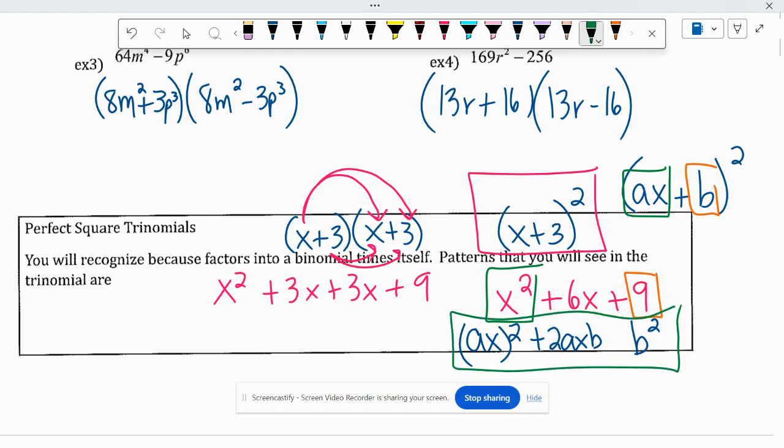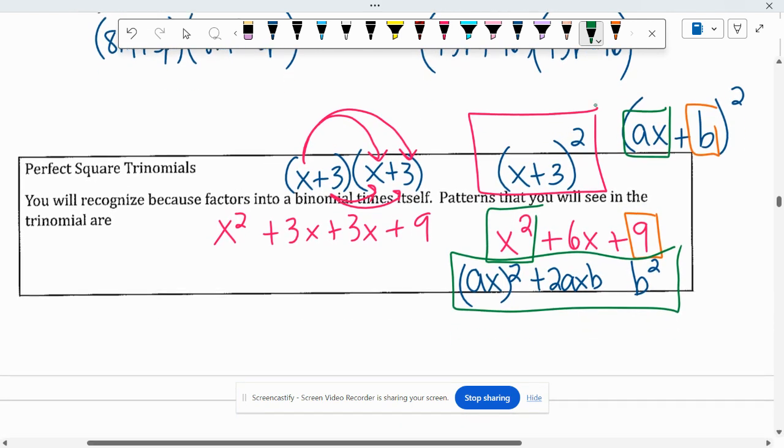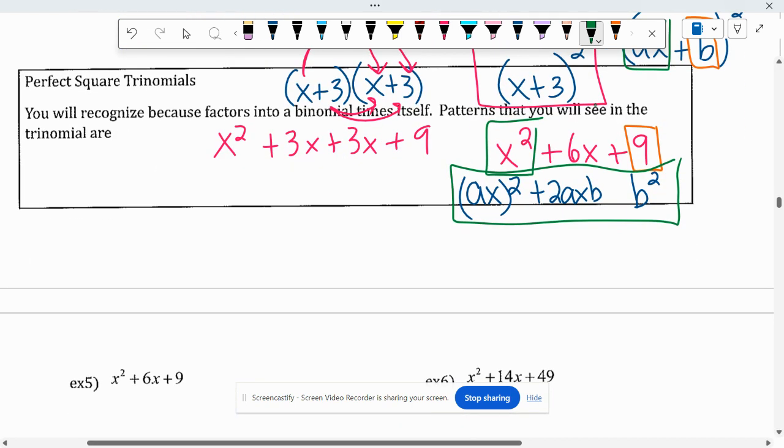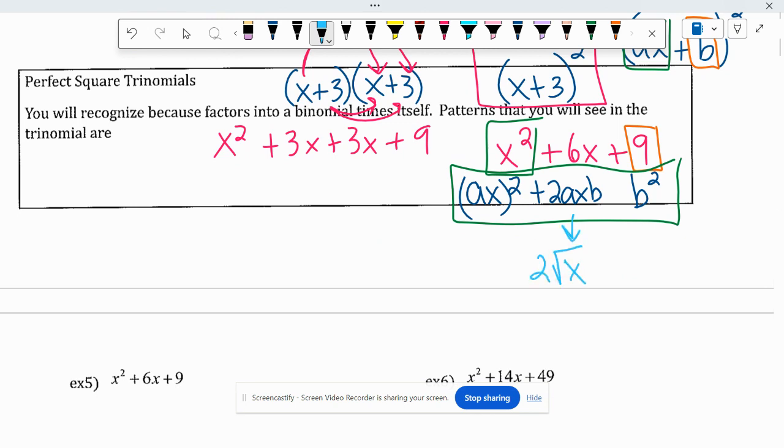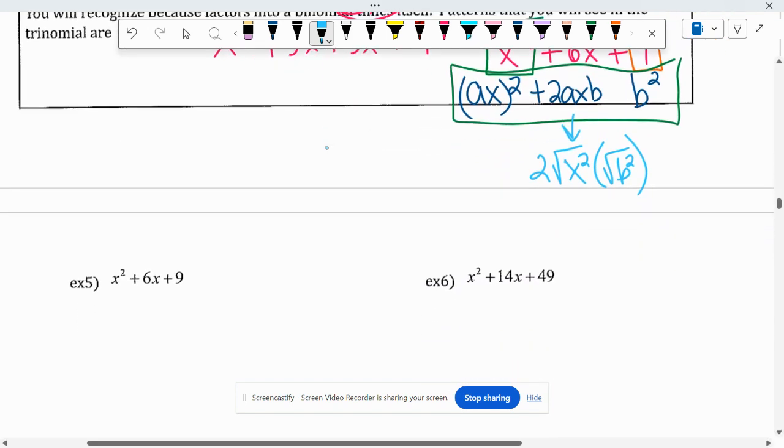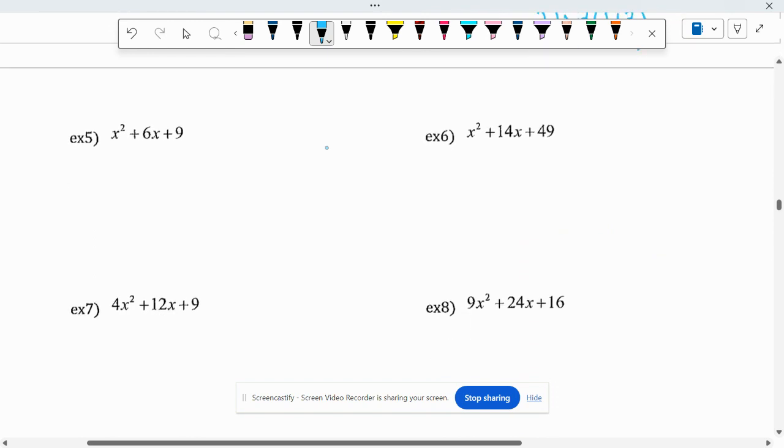I'm going to make it real basic. The middle term is 2 times the square root of the x squared term times the square root of the b squared term, or the last term. That's really what's happening in the middle. When you have that pattern, those are perfect square trinomials. If they're all plus, the middle is joined by a plus. If there's a minus in there, then those two terms are joined by a subtraction sign.